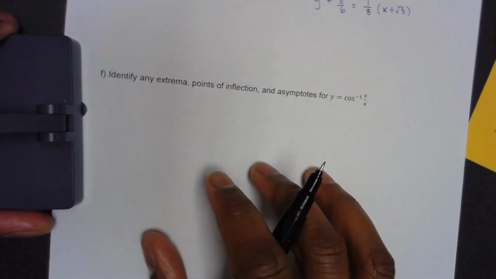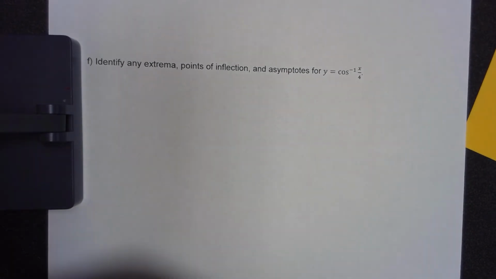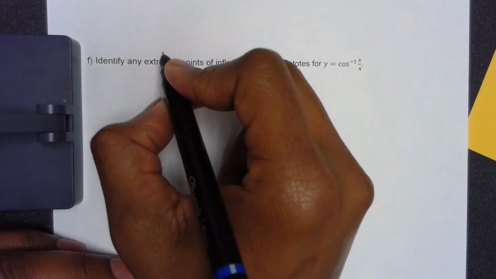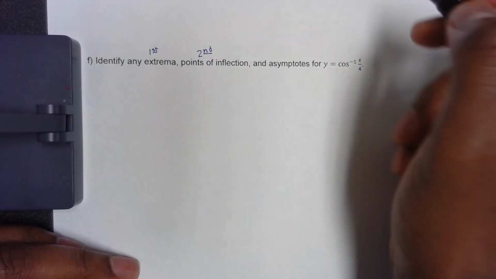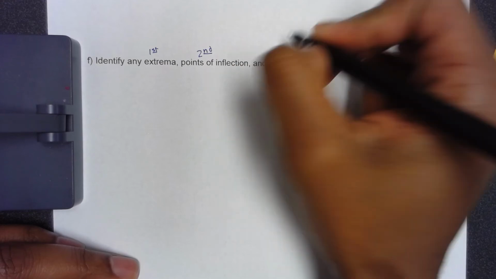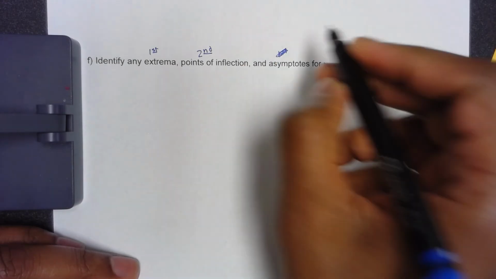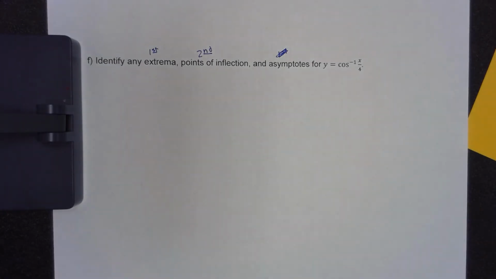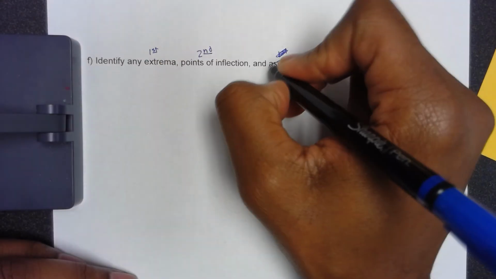Letter F. Identify any extrema, points of inflection, and asymptotes for cosine inverse of x over 4. So for extrema we need the first derivative. For points of inflection, we need the second derivative. Asymptotes, like vertical asymptotes, this actually doesn't have any, so we can take that out.